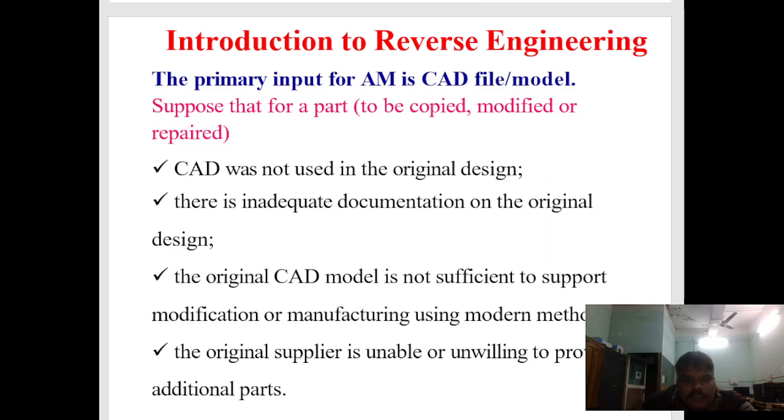Introduction to reverse engineering. The primary input for additive manufacturing is a CAD file model. Suppose that for a part to be copied, modified, or repaired, CAD was not used in the original design. There is inadequate documentation on the original design. The original CAD model is not sufficient to support modification or manufacturing using modern methods. The original supplier is unable or unwilling to provide additional parts.